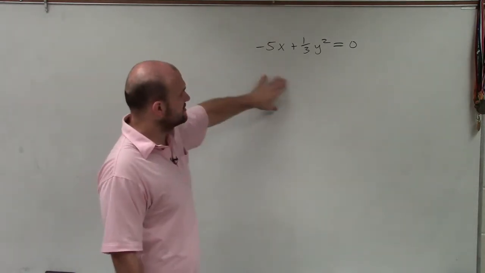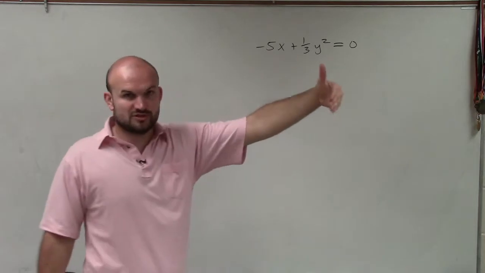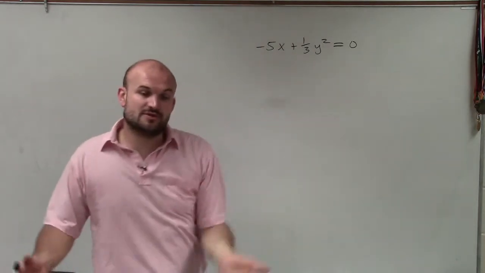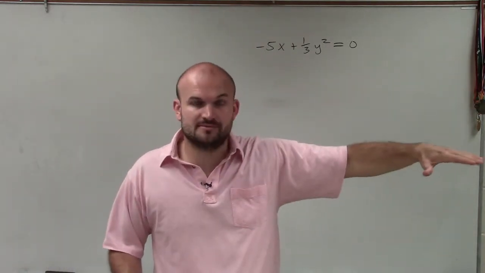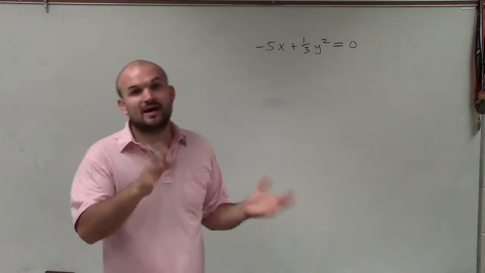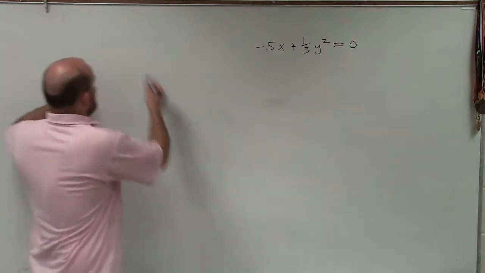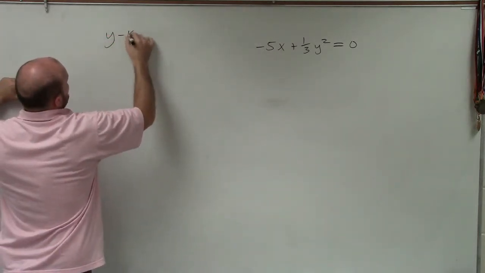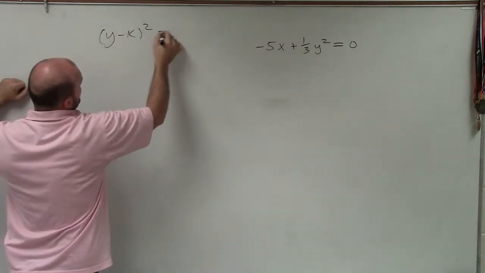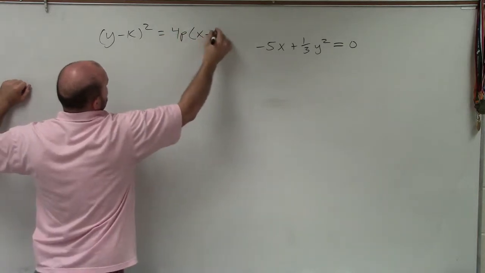The first thing I want to do is look at which variable is squared. I see that the variable is y squared. Therefore, I'm going to have a horizontal axis of symmetry, and my parabola is going to open either to the right or to the left. So I know I want my equation to look something like this: y minus k squared equals 4p times x minus h.